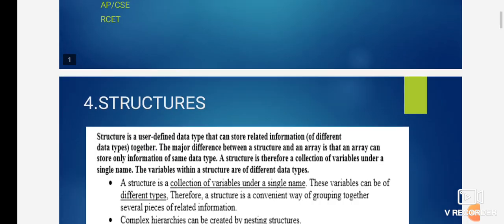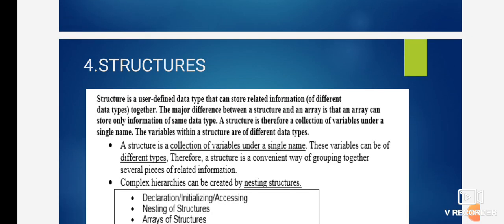Structures. The definition of structure is used to define a data type. They can store related information or different data types together. The major difference between a structure and an array is that an array can store only information of the same data type, and the structure is therefore a collection of variables under a single name. The variables within a structure are of different data types.